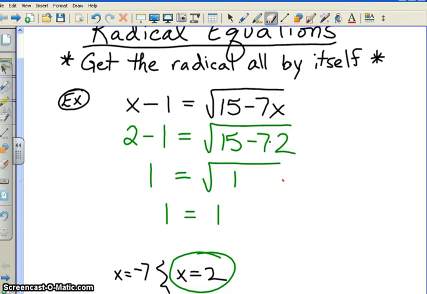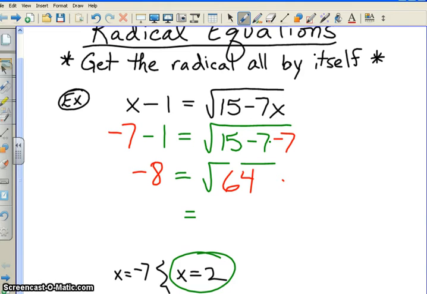But watch what's going to happen when I use that other number, negative 7. On the left, negative 7 take away 1 is negative 8. And here we're going to have 15 minus 7 times negative 7, which is going to be 15 plus 49, which is 64. And the square root of 64 is 8, which does not equal negative 8. So we have an extraneous solution that we're going to ignore, and x equals 2 is the only answer.